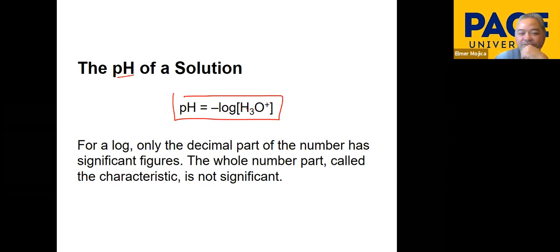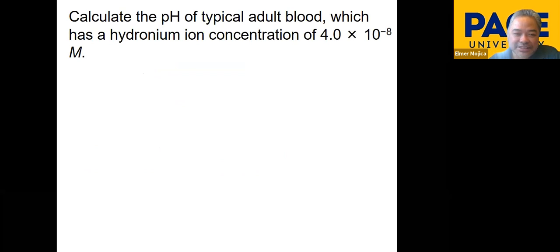And later on, you will see that pH is not the only one that you can use to determine the acidity of the solution. So the way that you look at this, what we call pH, only the decimal part of the number has significant figures. The whole number part, called the characteristic, is not significant. So there's also a rule that you have here. Okay, so let's look at the simple calculation for pH.